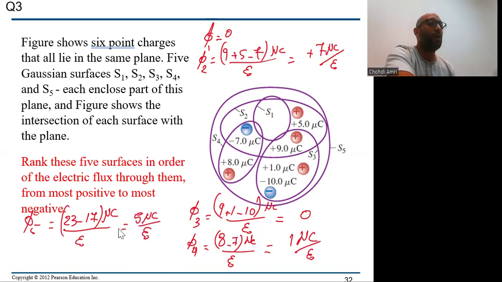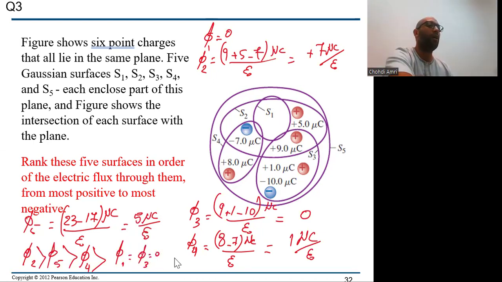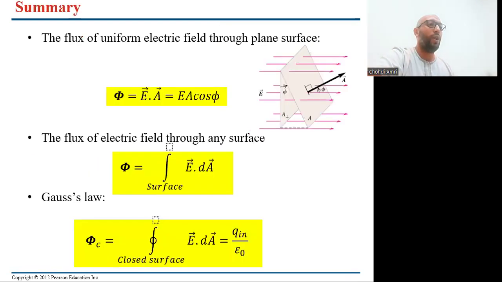So let's rank from the most positive to the most negative. We have 5 and we have 7. So phi 2 is 7, greater than phi 5, which is 5 microcoulomb, greater than phi 4, which is 1 microcoulomb, greater than phi 1 and phi 3. Phi 1 is equal to phi 3, which is equal to 0. Okay, so this is the correct ranking of the electric fluxes from the most positive to the most negative. And we are done with this part of chapter 2, electric flux.